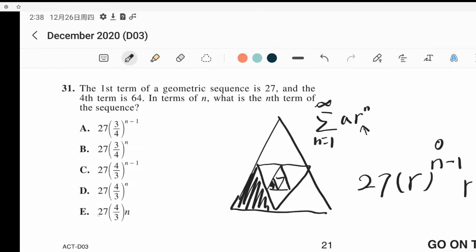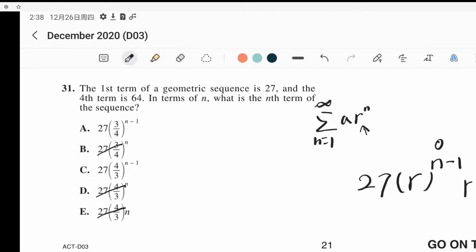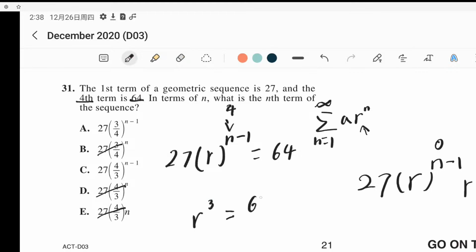So we can already eliminate answer E because it is not a geometric sequence. We can eliminate D, B, and then we're left with A and C. Now we need to find what r is. So we're given the fourth term is 64. We can write this as 27 times r to the n minus 1 equals 64. And because we know that n is 4, we have r times r to the third power equals 64 over 27.